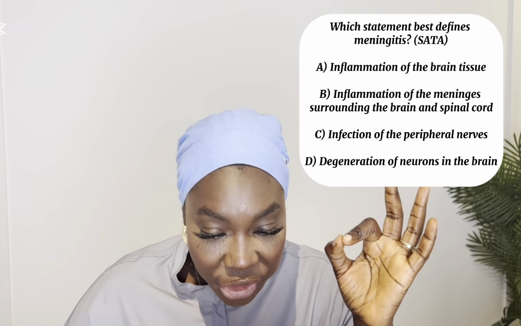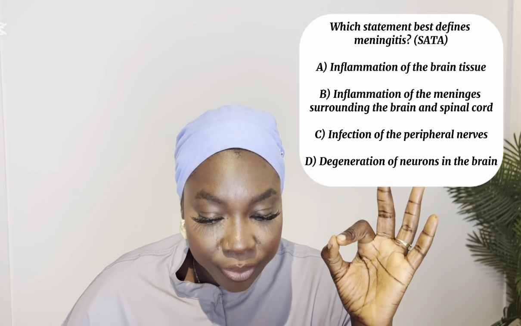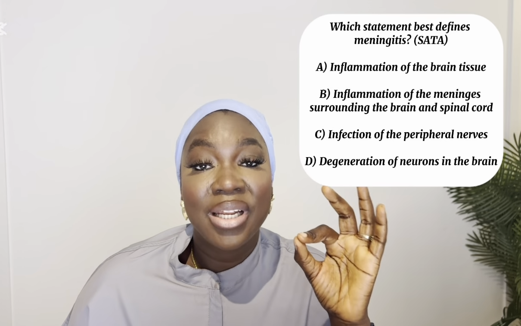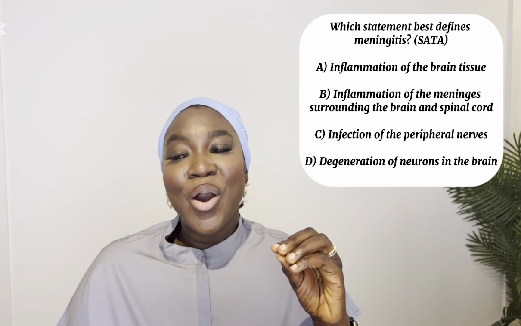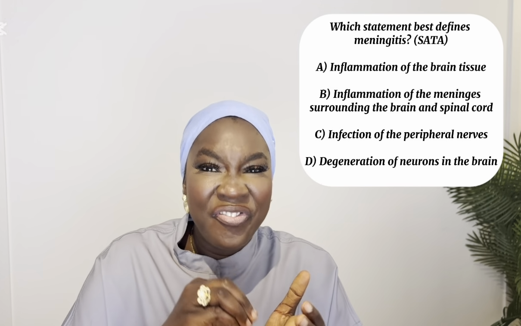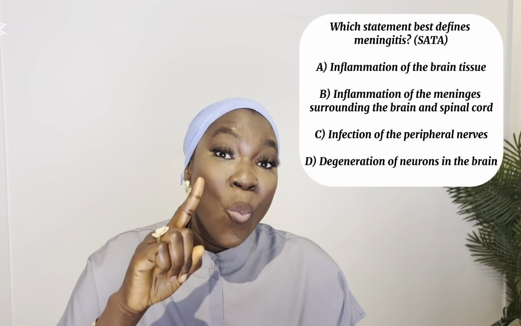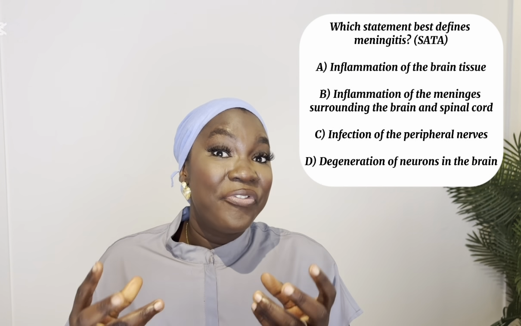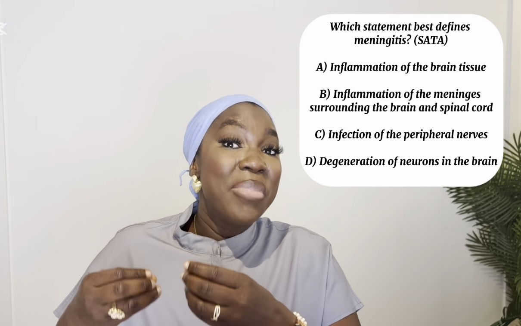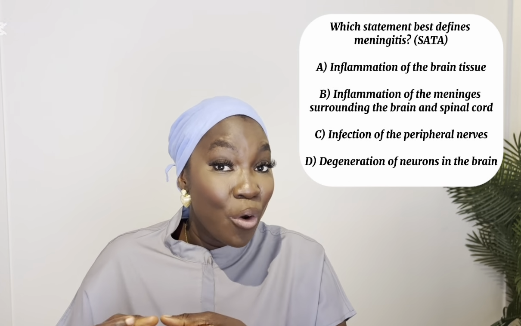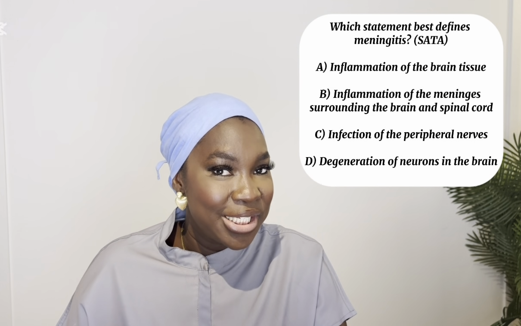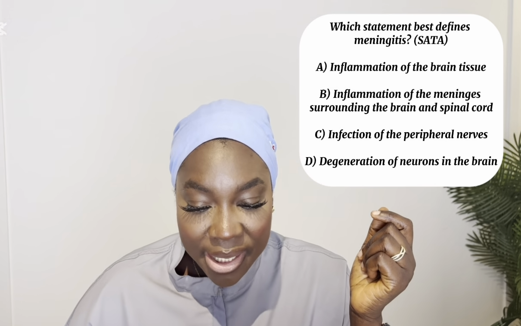It says inflammation of the brain tissue. Now, this is describing encephalitis and not meningitis. Encephalitis actually affects the brain itself, while meningitis affects the meninges, the protective covering of the brain and the spinal cord. Do you see the difference? Okay, so that makes it wrong.